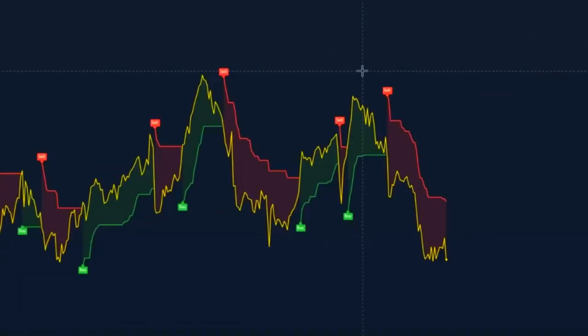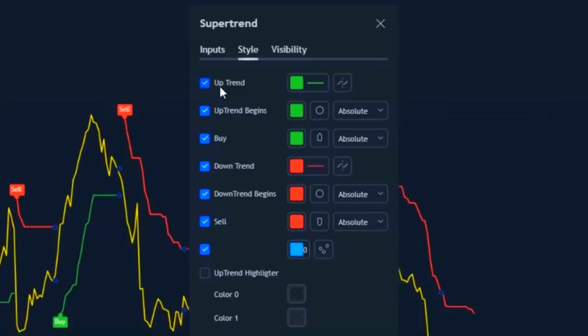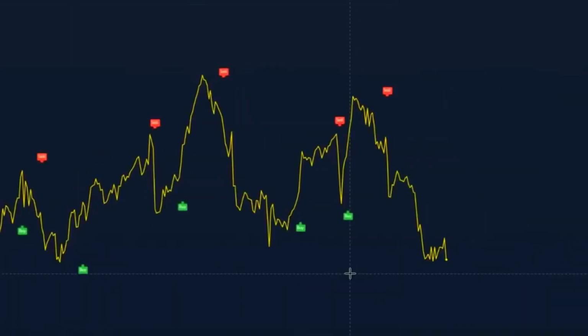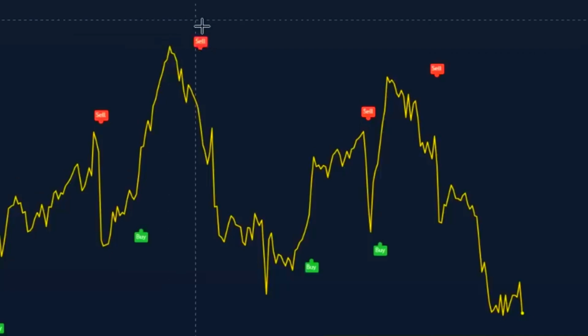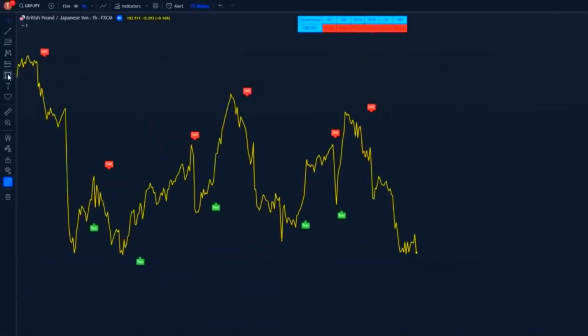The first thing we're going to do is click on the super trend indicator, and we just want to remove the highlighter on the uptrend side and the downtrend. You can also remove the uptrend line here and the downtrend line here. This just cleans up the chart really nicely, and all you have to look at is the sell label and the buy label. This strategy uses heavy support and resistance, so we're going to be using a rectangle a lot to mark these zones out.